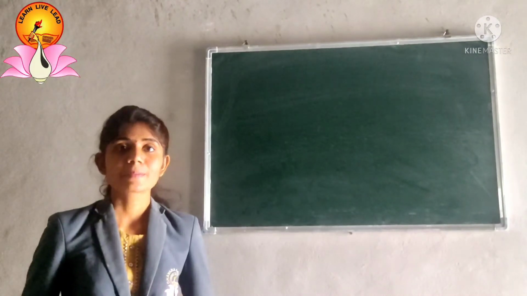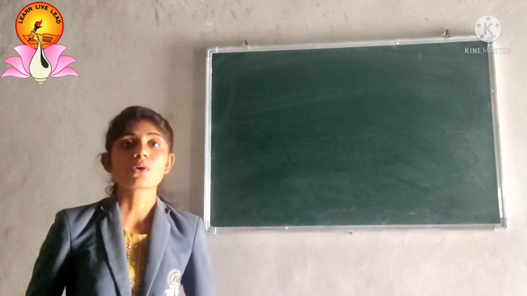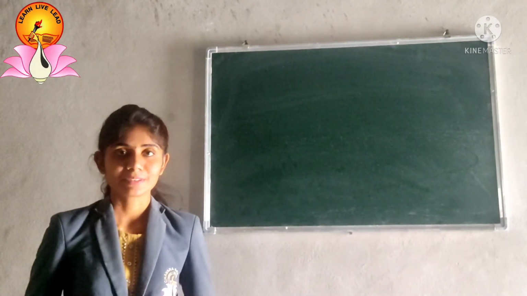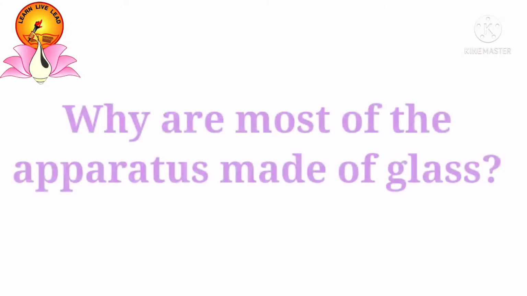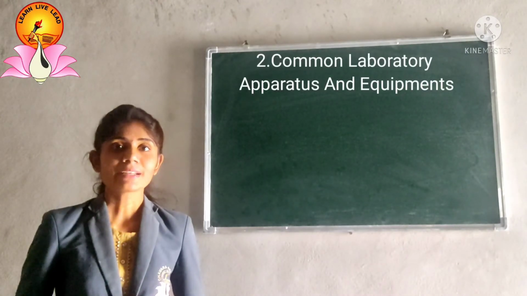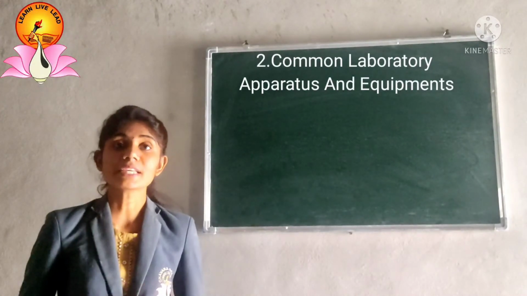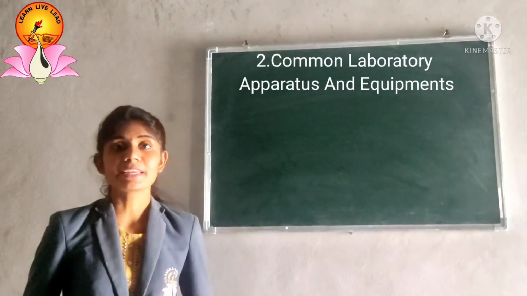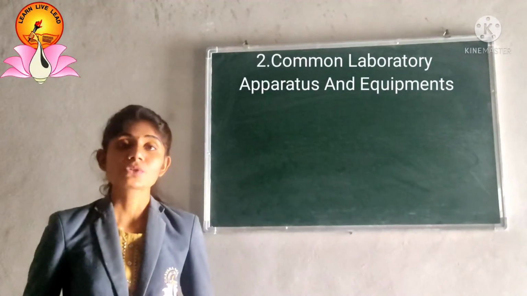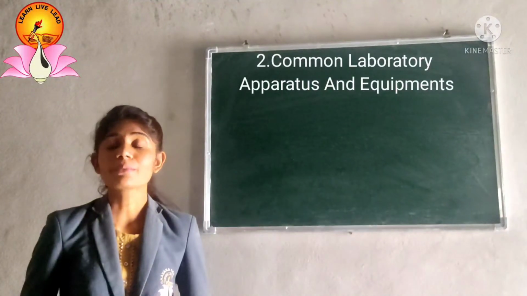As we discussed, most of the apparatus are made up of glass. So, what is the reason behind it? Let's see the reason. Most of the apparatus are made up of glass because glass material is easy to clean. Glass material is completely transparent, so we can see the chemicals or the solutions clearly from outside.